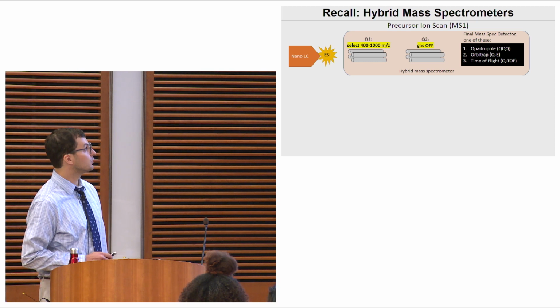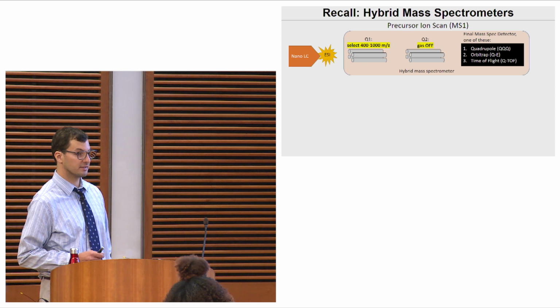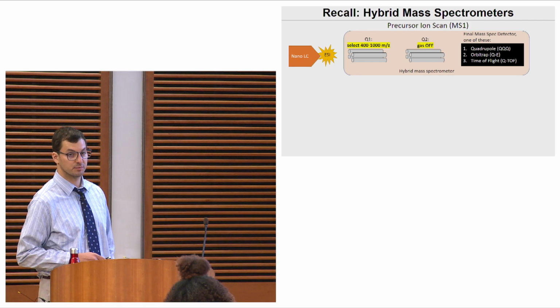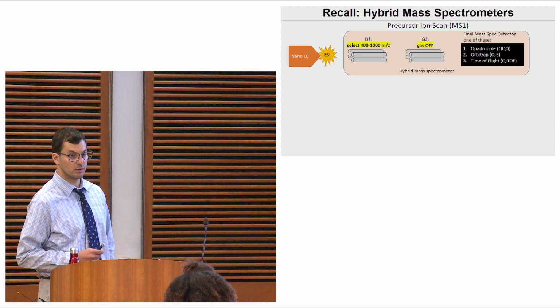It's the presence of these two quadrupoles in front of this last mass detector that allows us to select specific masses or mass ranges for fragmentation before we detect those fragments in the last mass spec stage. And really, this first quadrupole, often referred to as Q1, is the star of the show here. This is where the magic happens.